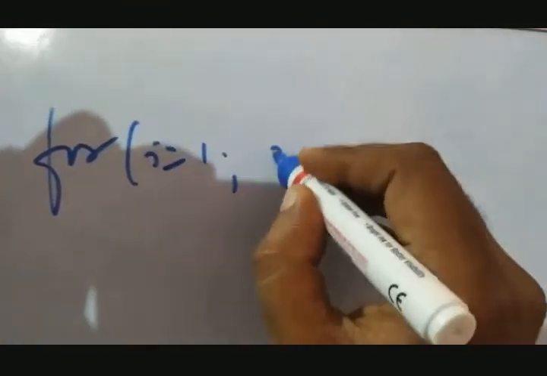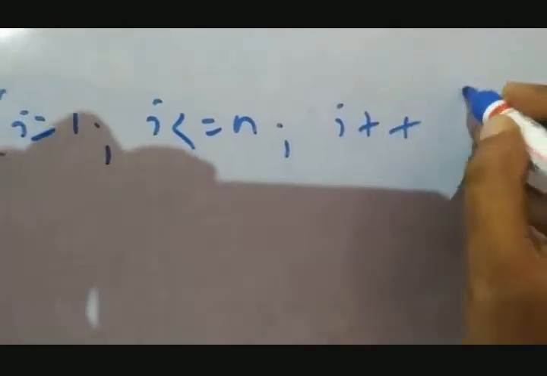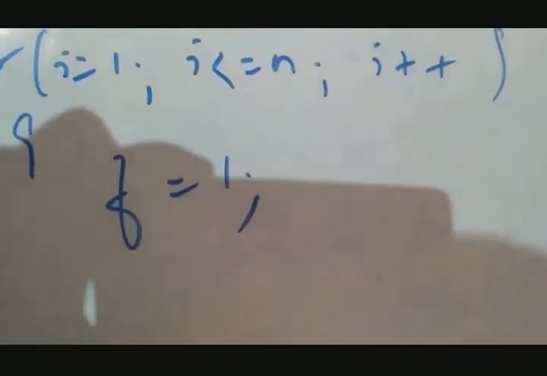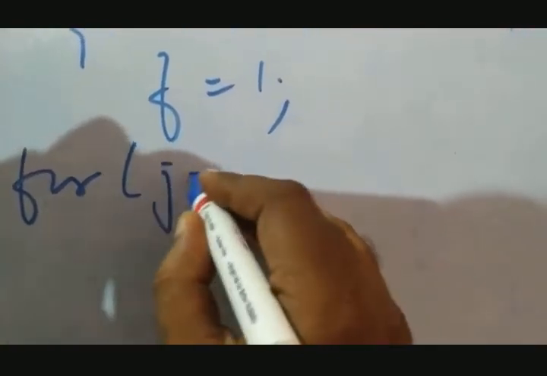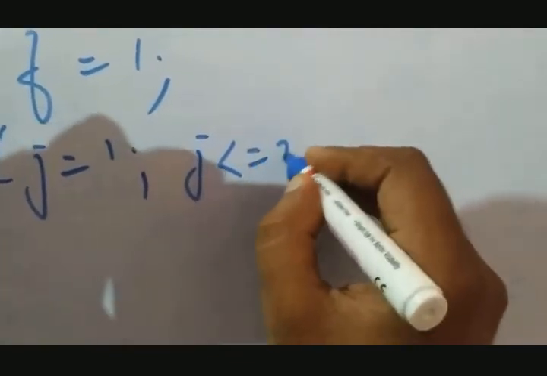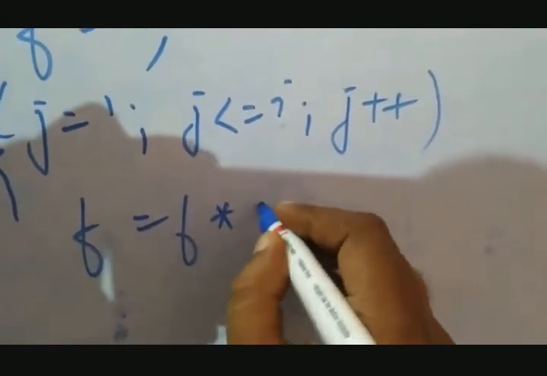Now for i equals 1, i less than equals n, i plus plus. f value equals 1 because for each number the factorial should be 1. Then for j equals 1, j less than equals i, j plus plus, factorial equals factorial into j. Now here you need to find the sum.